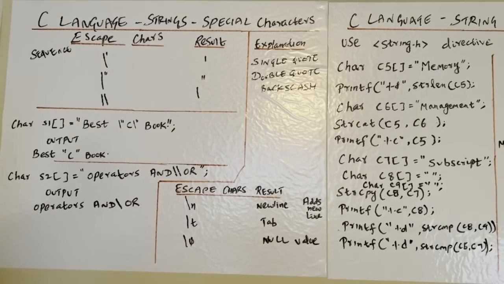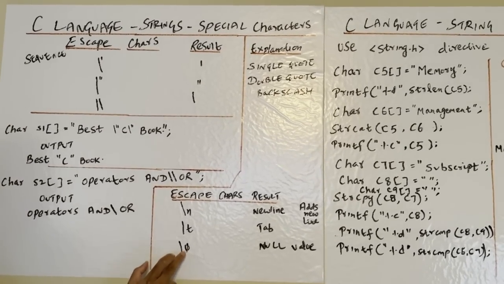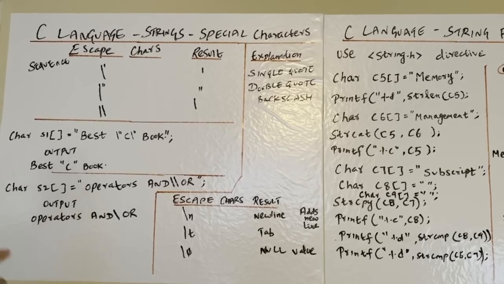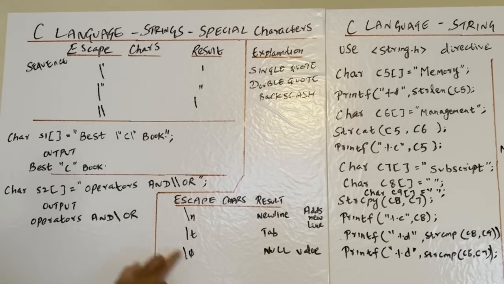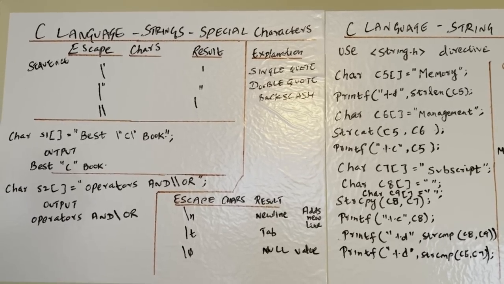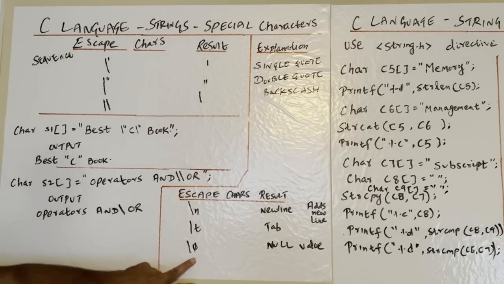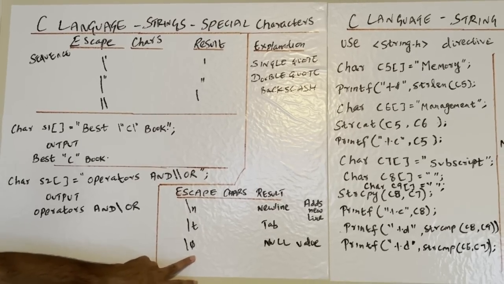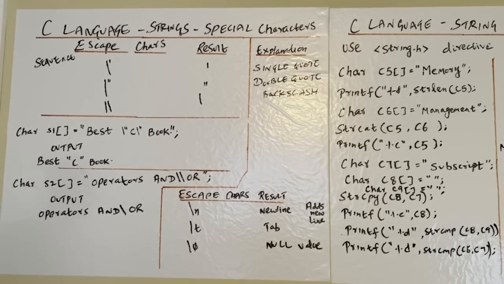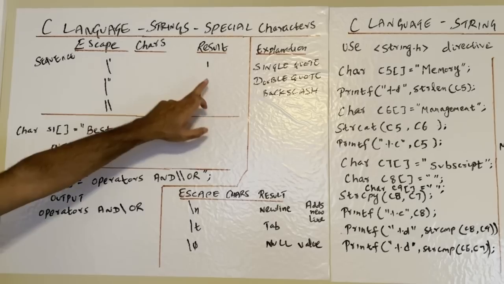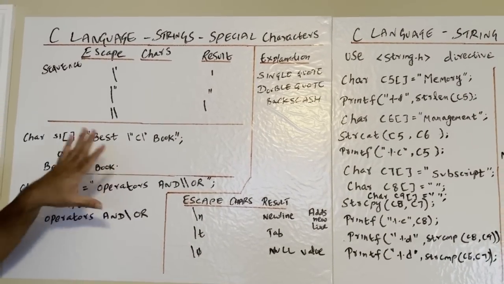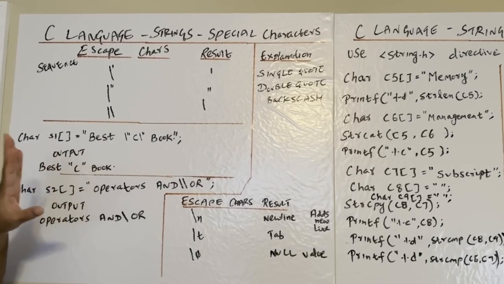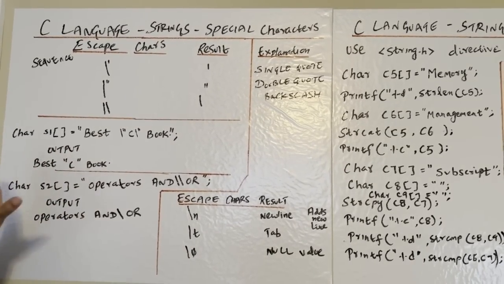/t is tab. Tab, you know, in a computer you press tab, some spaces, 4 or 5 spaces, predefined. /0 is the null value I talked about. C language puts a null value at the end of the array values. The last one, it actually puts the null value. Sometimes we have to explicitly put the null value in the programs for proper execution without errors. This is called single quote, this is double quote, this is the backslash. Here we learned how to use special characters inside the strings and print them.